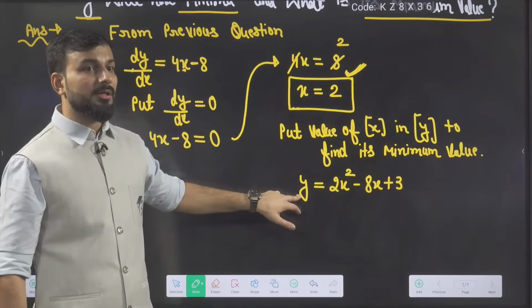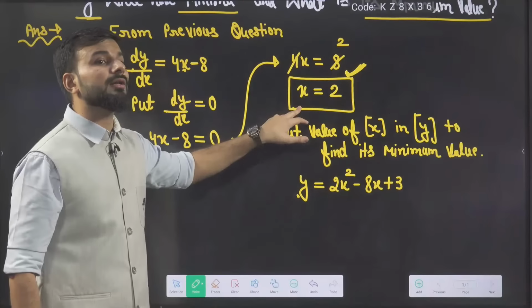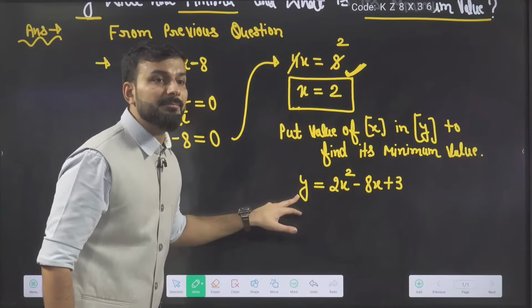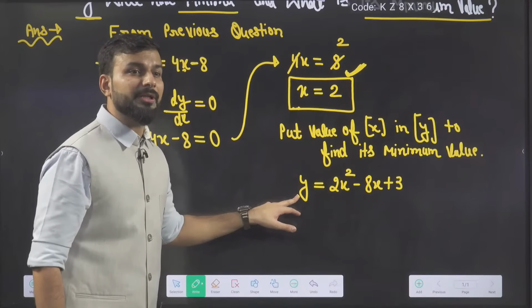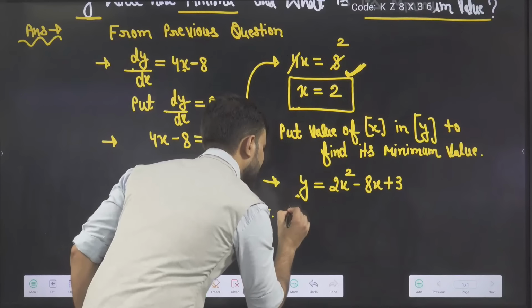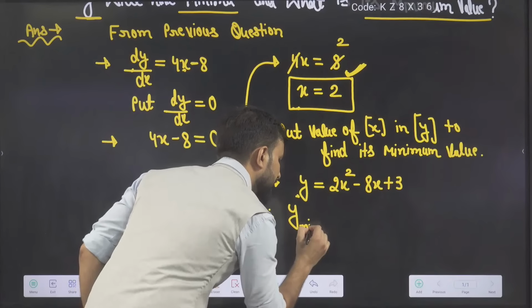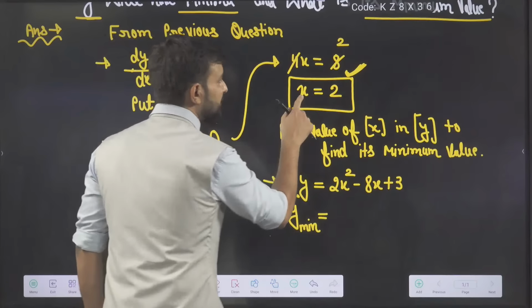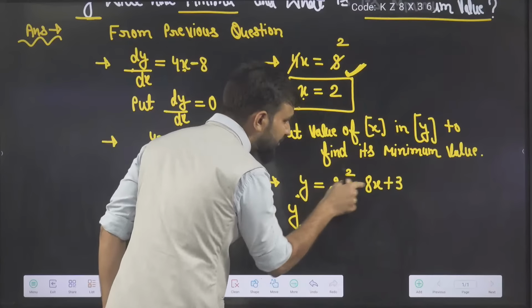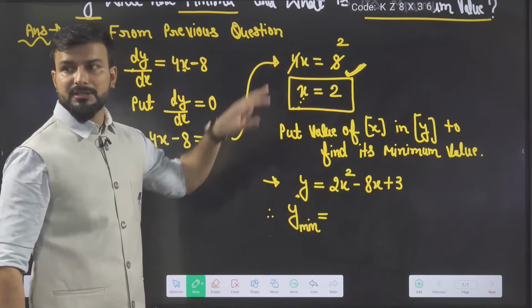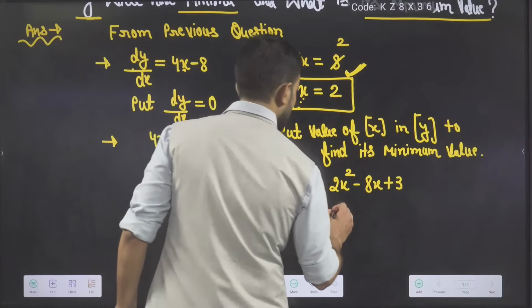But there is only one value of x where this y will be minimum. Therefore, y minimum will be calculated when you substitute this value in the function. When you substitute this value in the function, what is the answer you will get?